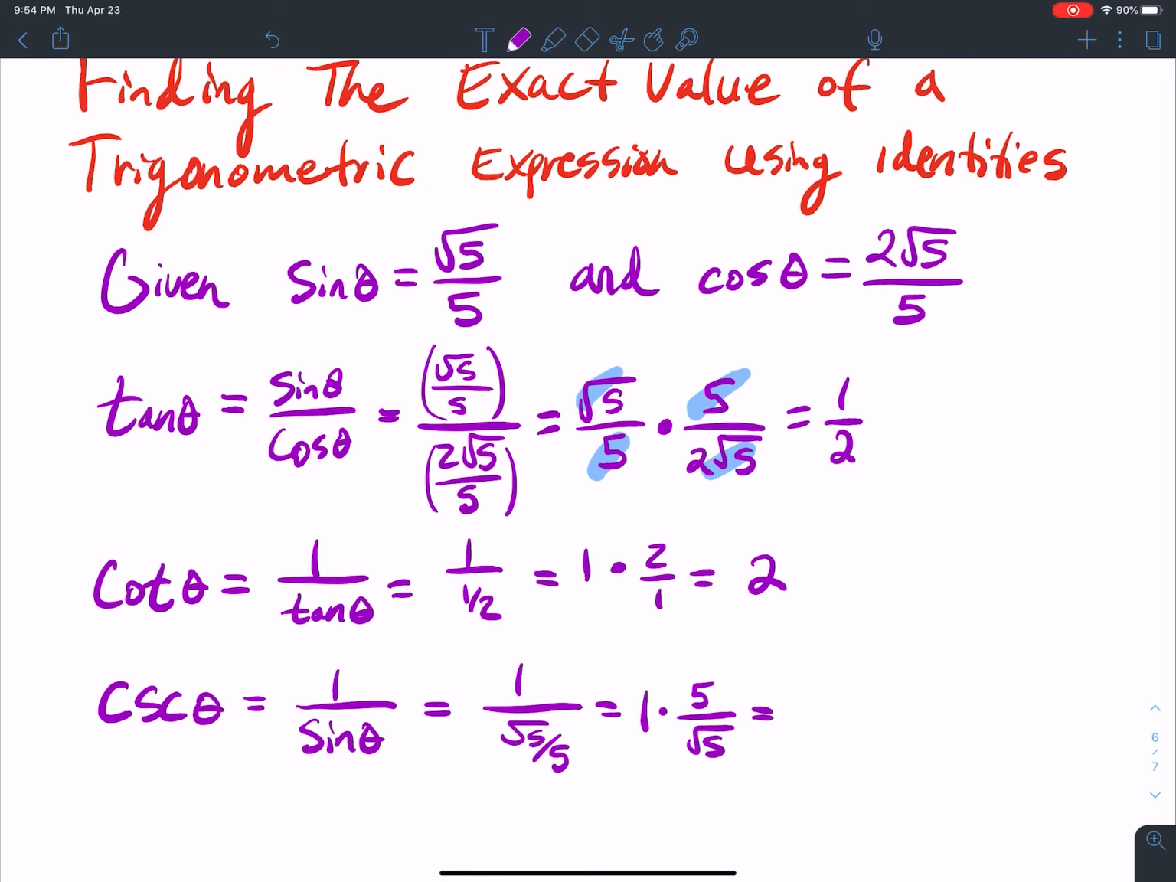Well, if I multiply through here by square root 5 on the top and bottom to rationalize, I get 5 square root 5 over square root 5 times square root 5 is 5. This simplifies to square root 5 here.